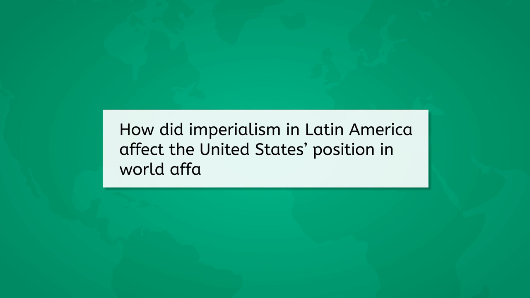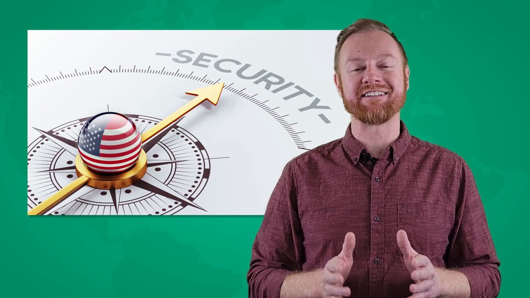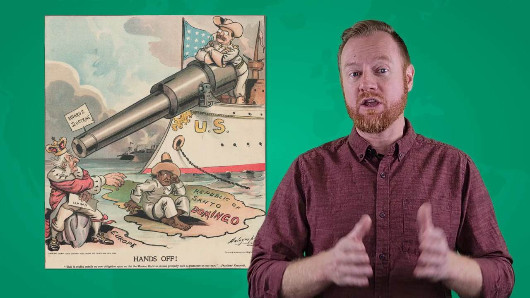Before we wrap things up, let's get to the last guiding question. How did imperialism in Latin America affect the United States' position in world affairs? United States imperialism was motivated by national security concerns and desire to expand the Navy. The Spanish-American War gave the United States an opportunity to become an imperial world power. Further imperialism in Latin America made the United States a global naval and commercial power. And it led to the Roosevelt Corollary, setting the U.S. on the path to becoming a global police force.